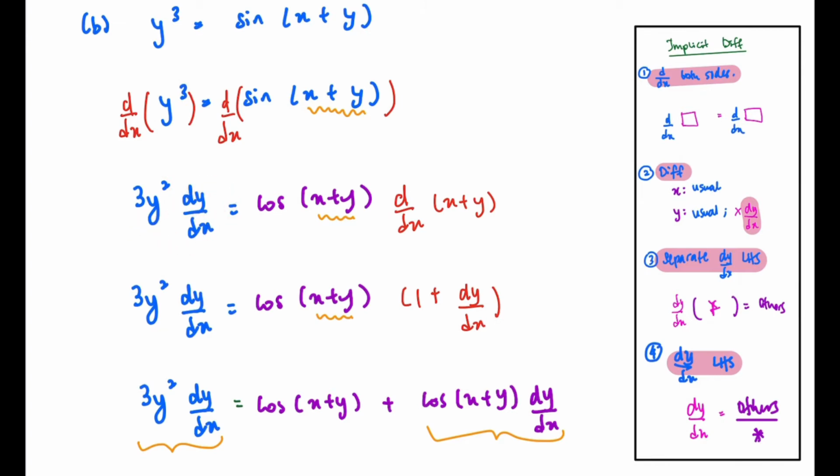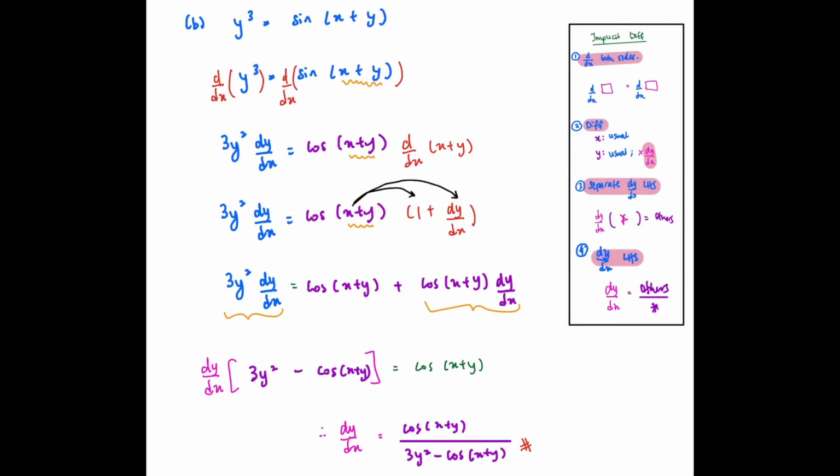Now let's proceed with our right hand side. This is sine of (x plus y), so differentiating sine gives cos of (x plus y). Further differentiate the inside, so let's rewrite this first and then further differentiate this. Differentiate x is 1, differentiate y is dy over dx. Now let's expand this: cos(x plus y) times 1 plus cos(x plus y) times dy over dx.